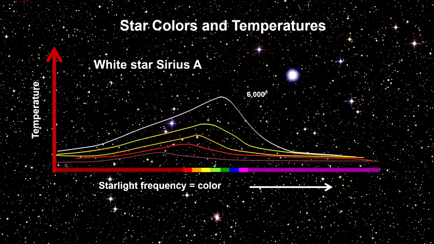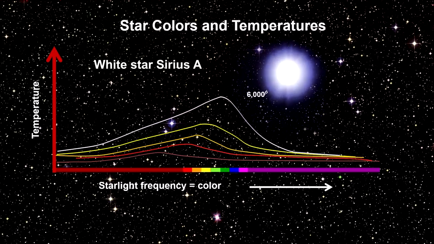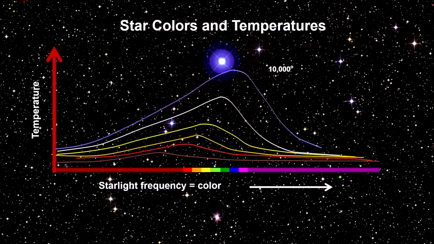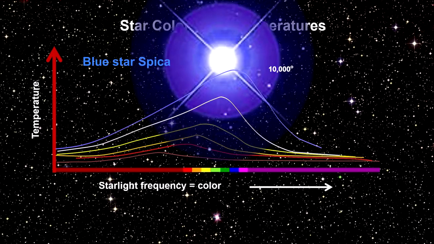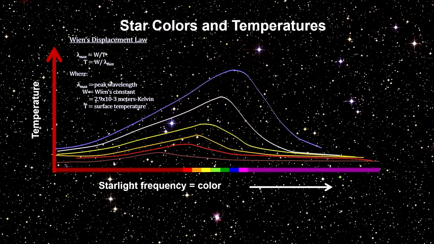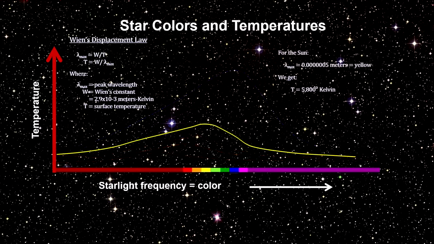Around 6000 degrees, it is turning white. The star Sirius A is an example of this. And by 10,000 degrees, it has a distinct bluish color. Spica is a good example of a blue star. So the bottom line is, measure the color of a star by the frequency of the light it emits, and you've determined its temperature. It's that simple. Now that we know star temperatures via their color and luminosity via their parallax distance, we can build a diagram I mentioned in the introduction.